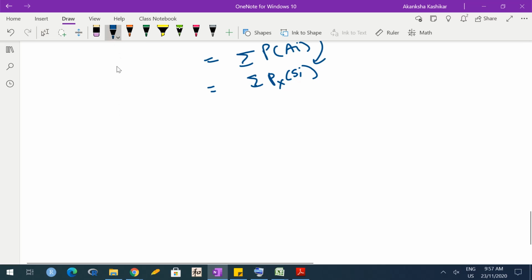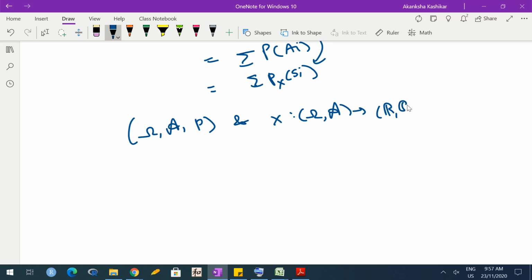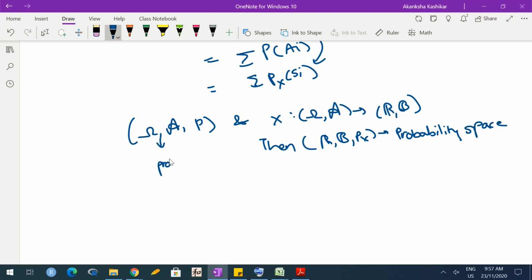Conclusion is, if I have omega, script A with a probability measure P on it, and if X is defined from omega, script A to R, B, then R, B, PX becomes a probability space where PX is defined in the way we defined earlier. Okay. So if this is a probability space, and if we have a random variable, we can get a new probability space.